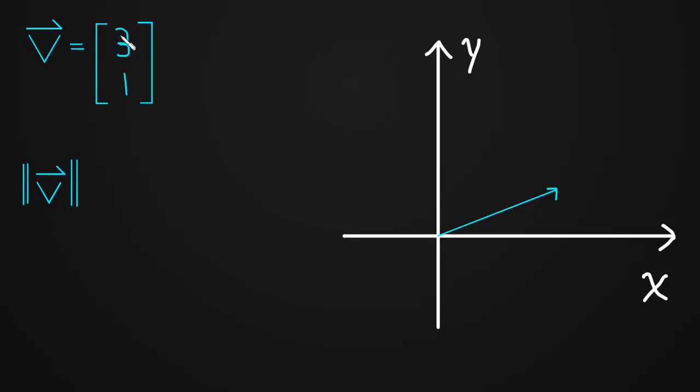So going back to our vector v, its x component is 3 and its y component is 1. That simply means we've moved over 3 in the x direction and up 1 in the y direction. And now we've formed a right triangle. It turns out that the length of this vector is just the hypotenuse of this triangle.